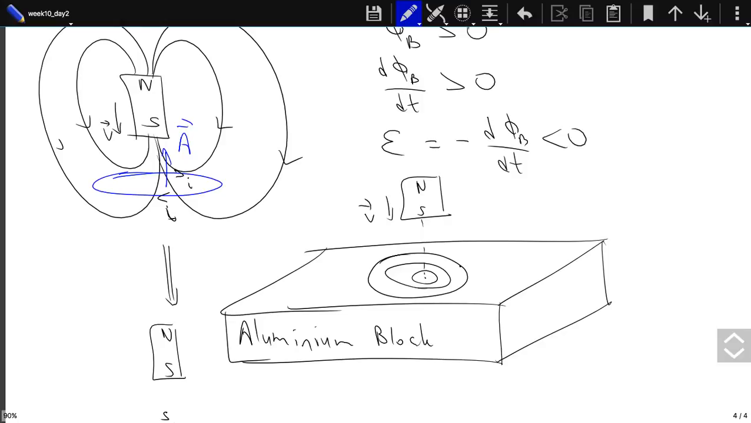If the magnet comes closer, the flux will be larger, the rate of change of flux will be larger. So when it is very close, the induced repulsion due to these induced currents will be enough to prevent the fall of your magnet. So that is why the magnet slows down just before hitting the aluminum block. So these are, by the way, called eddy currents.